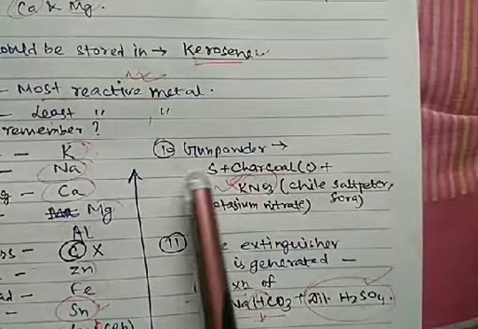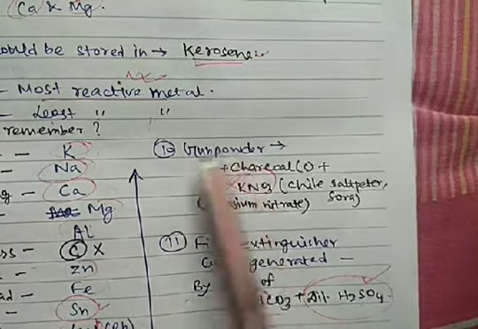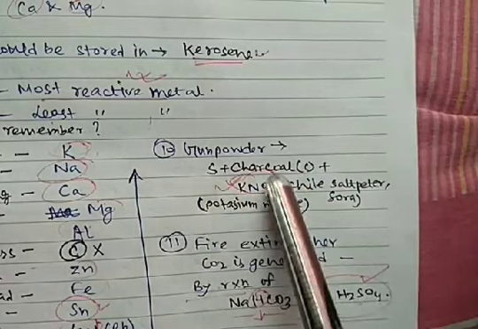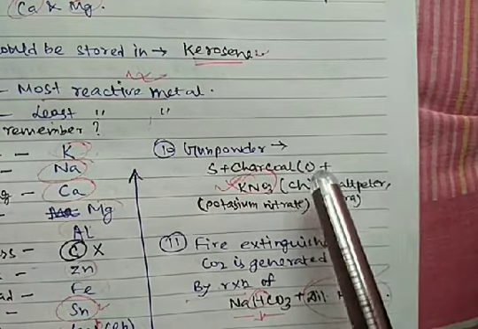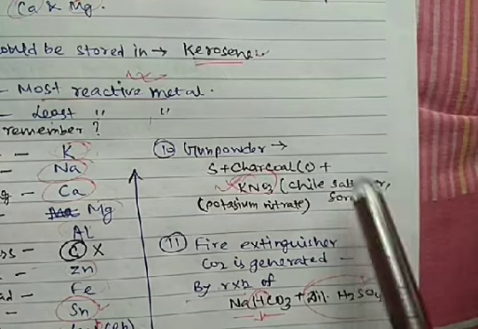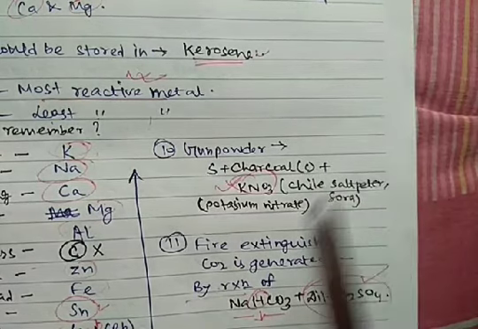Now the next question is gunpowder. It is a mixture of sulfur plus charcoal plus KNO3. KNO3 means potassium nitrate, that is also known as Chile saltpeter. That might also come in your exam.